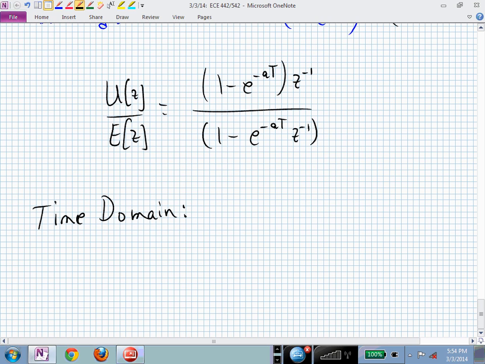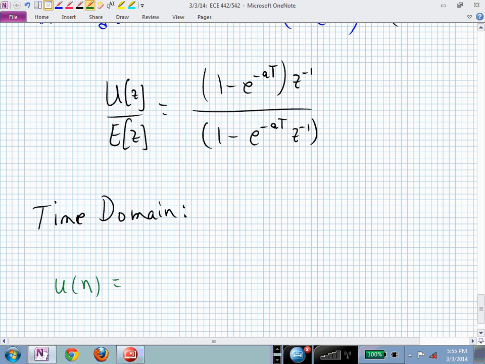What do we have? Well, I'll do the hard part. We have a u of n. Where did that come from? That came from this term right there, didn't it? If I cross multiply, in this case I'm only cross multiplying by 1 minus e to the minus aT z inverse. That scales u of z. E of z is getting scaled by what's in the numerator. But there's really only one term in the numerator. That term in parenthesis is just a number once I fix a and T.